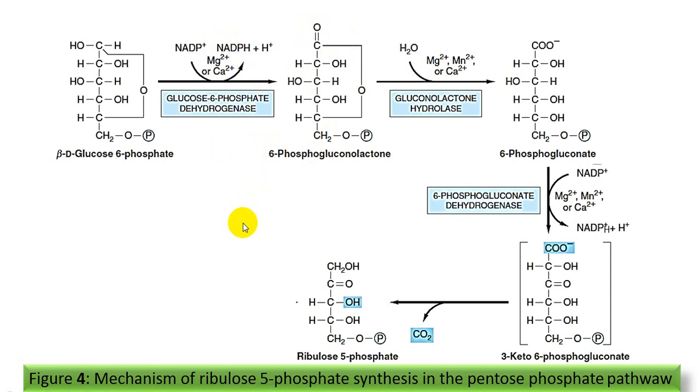Okay, as intermediate compounds, the first results from the conversion of glucose 6-phosphate to ribulose 5-phosphate. The second step: 6-phosphogluconolactone, in the presence of gluconolactone hydrolase, has 1 molecule of water added to this compound, in the presence of magnesium, manganese, and calcium 2+ as coenzymes for this enzyme, and the result is 6-phosphogluconate.